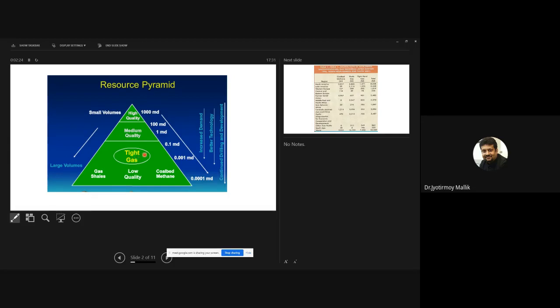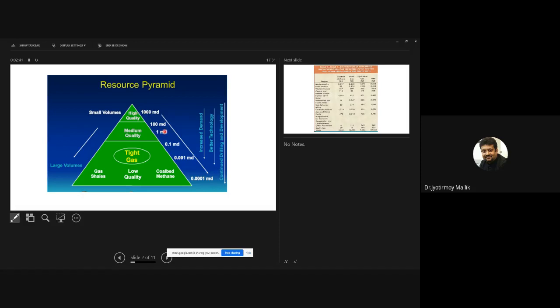And then if it is more than 0.1 millidarcy permeability, we regard that sandstone reservoir to be a medium quality sandstone reservoir, conventional. And then if it is more than 1000 millidarcy, it's a good quality sandstone reservoir.